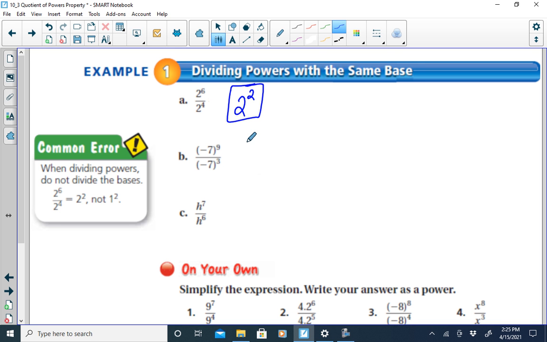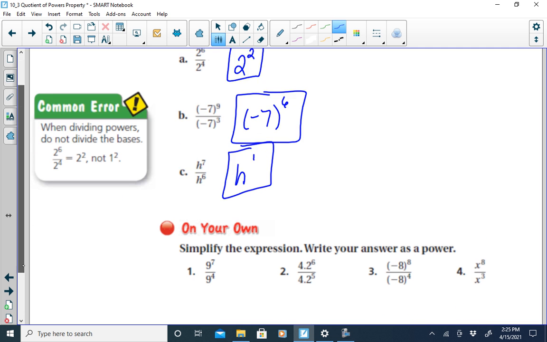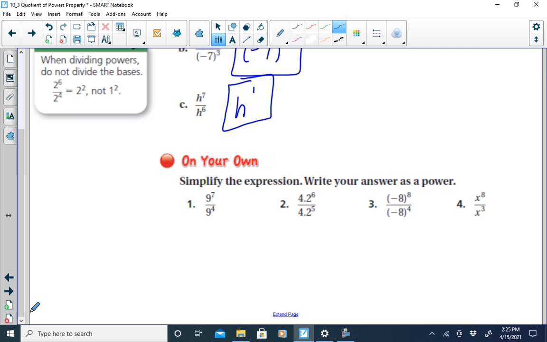The second example, we have negative 7 to the 9th divided by negative 7 to the 3rd power. The base is going to stay the same. We subtract the exponents, 9 minus 3. That's going to give us negative 7 to the power of 6. Our next example, h to the 7th divided by h to the 6th. Right? The base is going to stay the same. We subtract the exponents, and that would give us h to the 1st power, or just h.